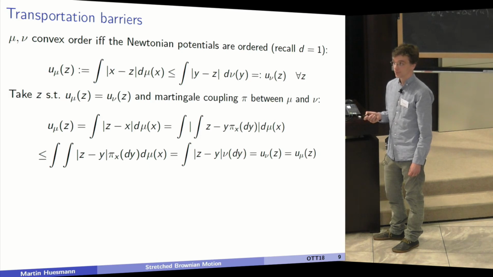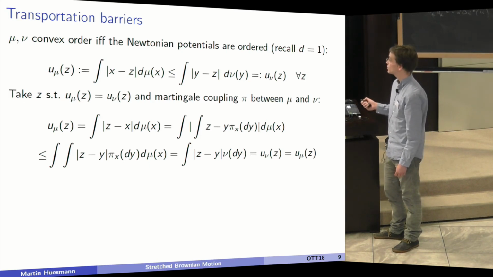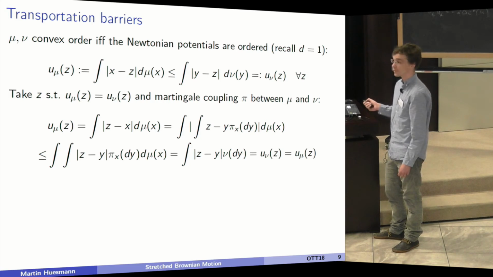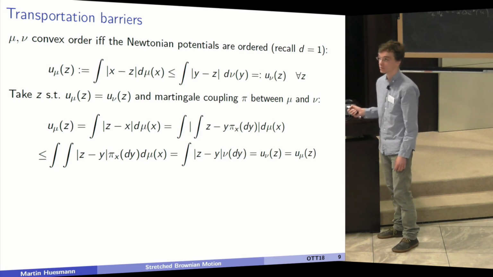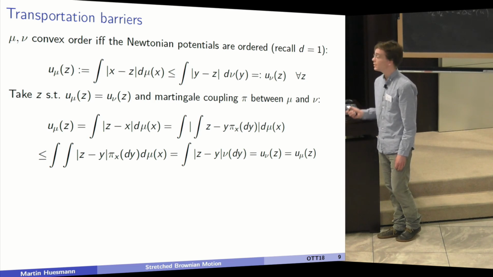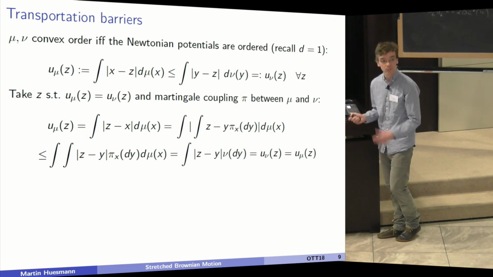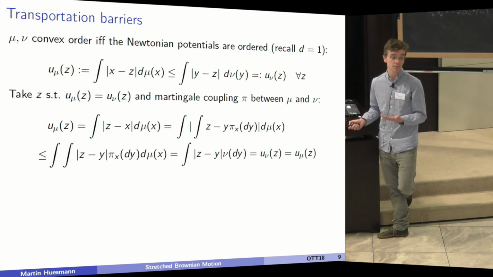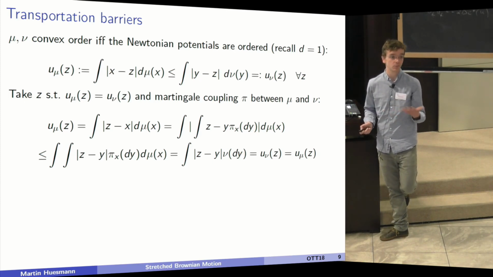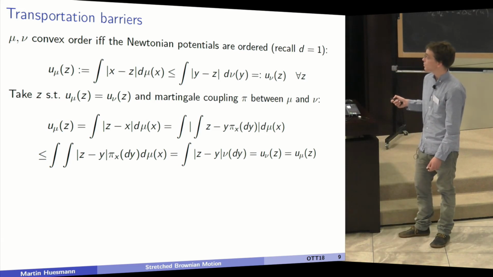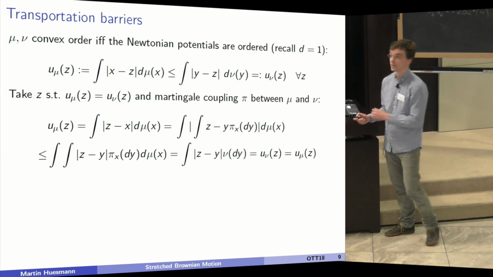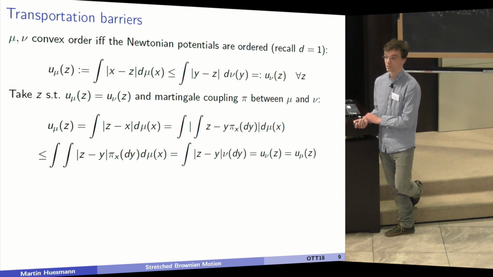But now by assumption, these two potential functions agree. So the left-hand side is equal to the right-hand side. This means that you have equality everywhere. The step in the inequality here was a Jensen inequality, but you precisely know what the equality cases for Jensen are. These are the cases when you have an affine function. So this means that under this measure pi, under this coupling, for this martingale, the function that you're integrating looks affine at the point z.